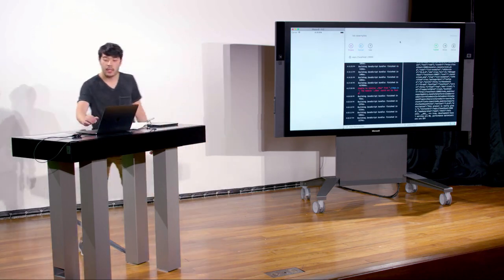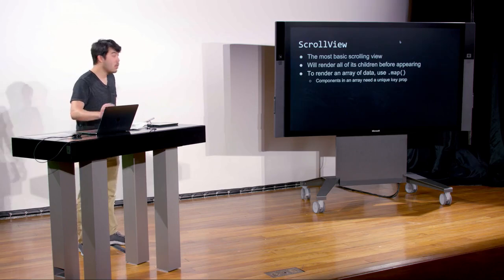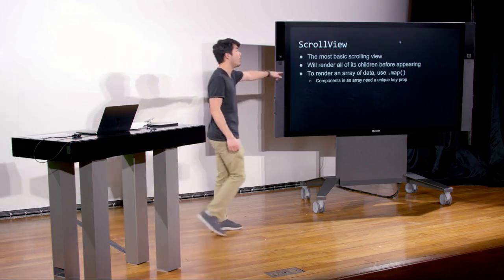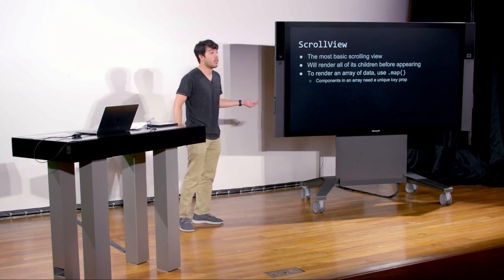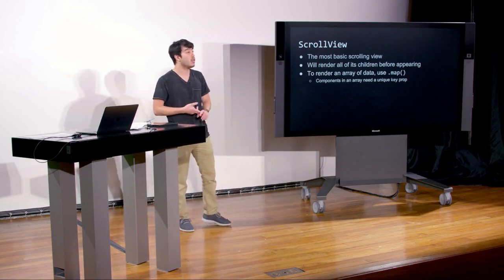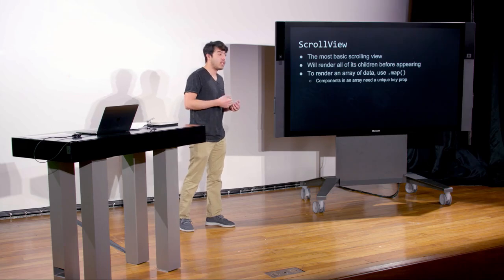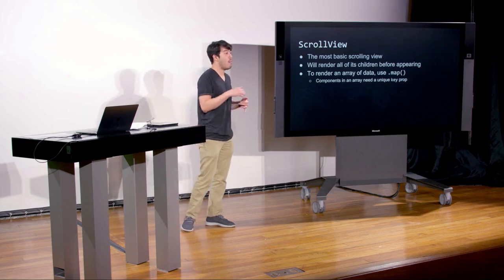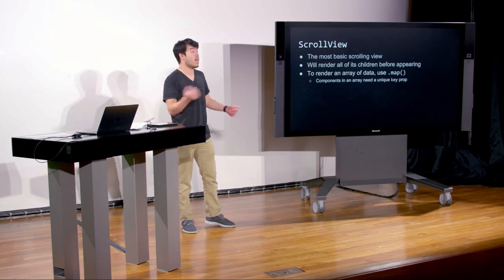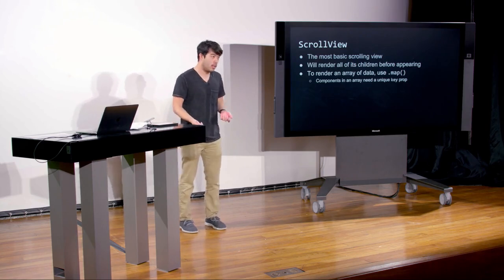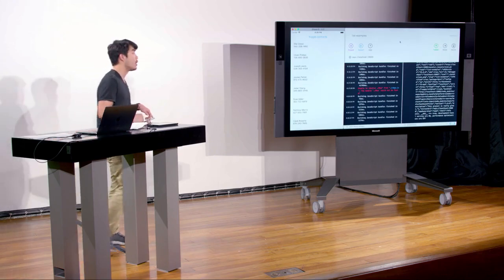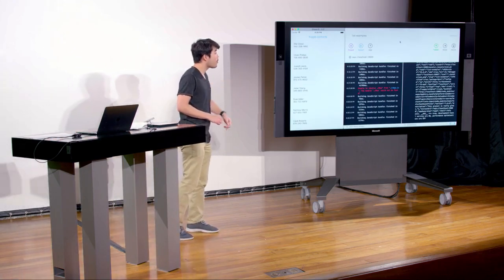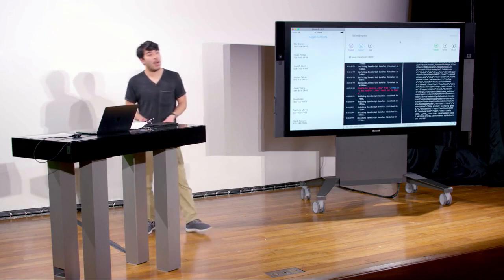So as we saw, scroll view will actually render all of its children before appearing, which is somewhat unideal if you have a very long list to render, because even though JavaScript and React are extremely fast, when you want to take 10,000 elements, map over all of those, create 10,000 more elements, and render all of those, it can take upwards of 20, 30 seconds. And only now has it recently rendered, which can be a problem.